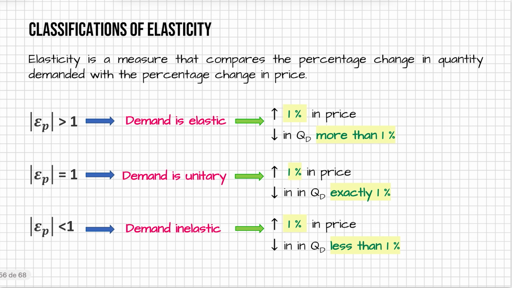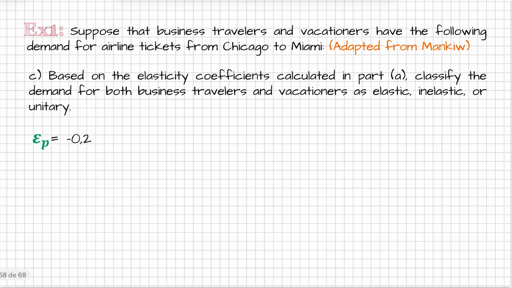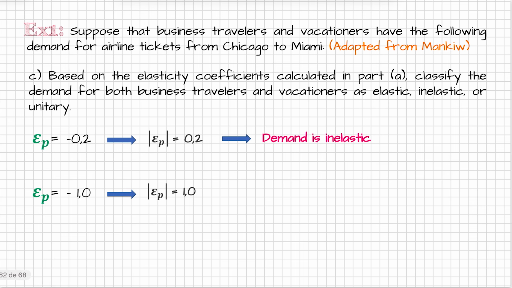Now let's go back to our example and classify the demand for business travelers and vacationers. We calculated that price elasticity for business travelers is minus 0.2. In absolute value, that's 0.2, which is less than 1. Therefore, their demand is inelastic. On the other hand, the price elasticity for vacationers is minus 1. In absolute value, that's exactly 1. So, their demand is unitary.